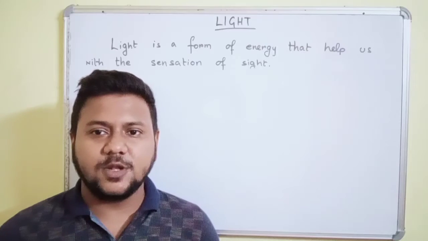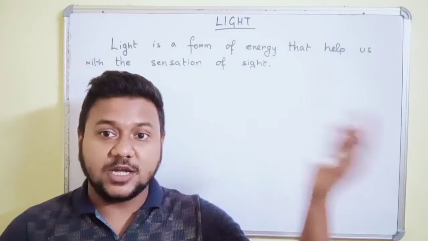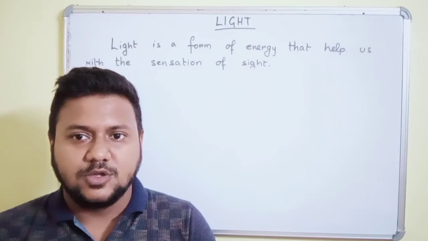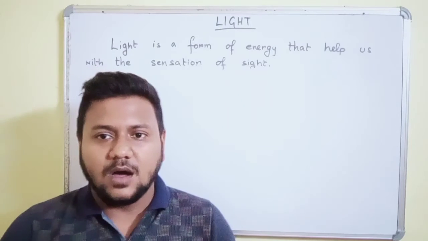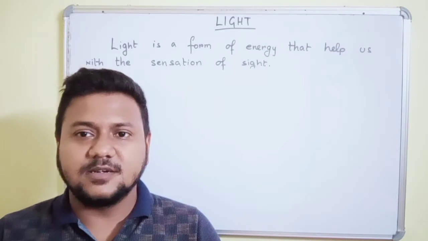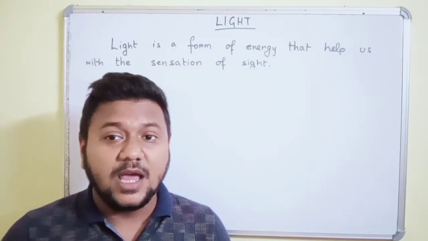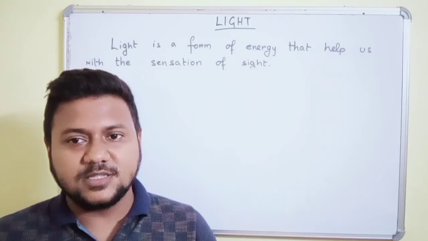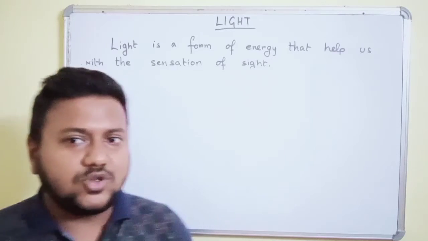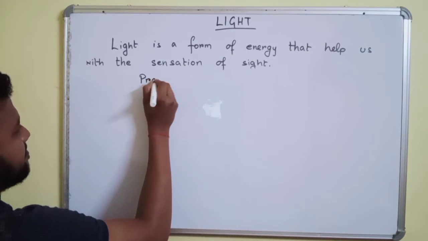Now let us talk about the several properties of light. Light coming from the sun to the earth takes approximately 8 minutes to reach the earth. By calculating the distance between the earth and the sun, and the time required for the light to reach the earth, we can find the speed of light.